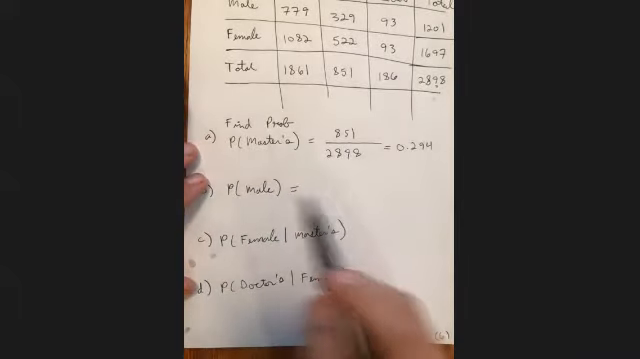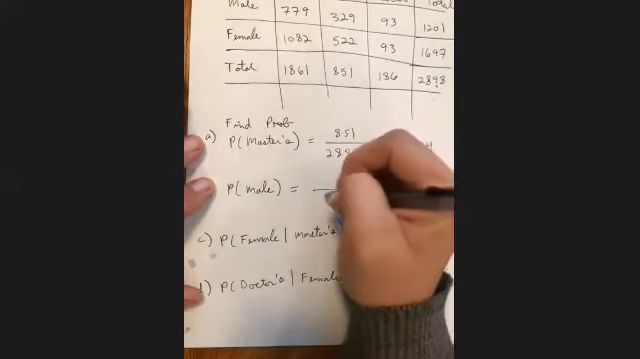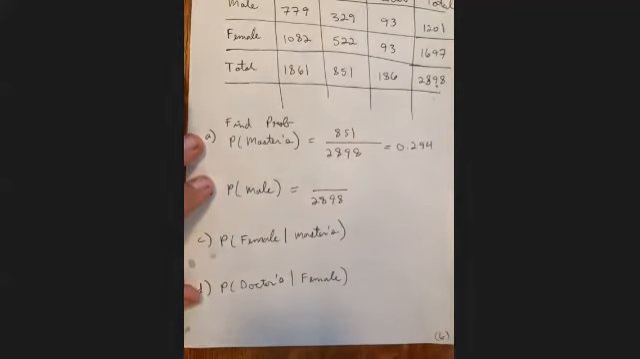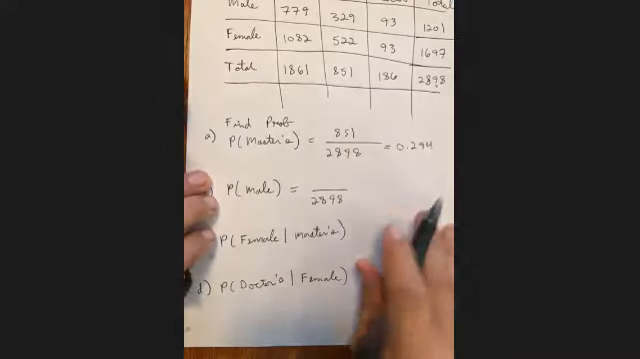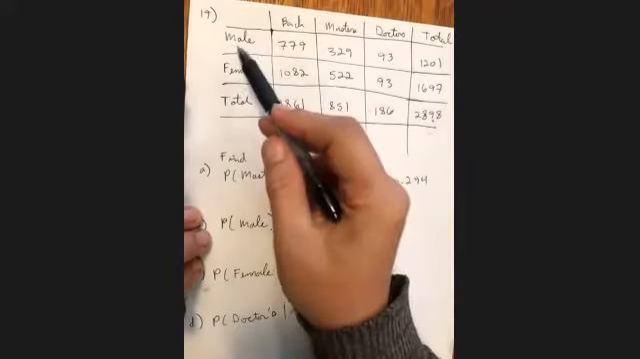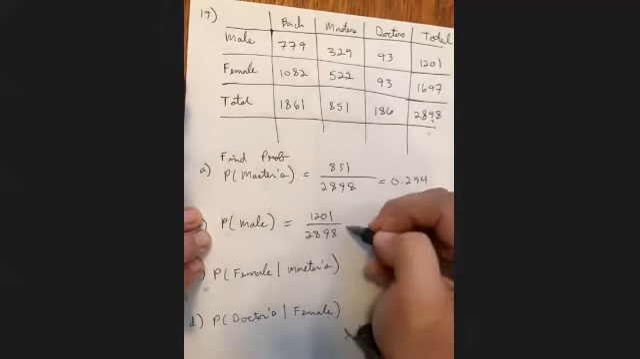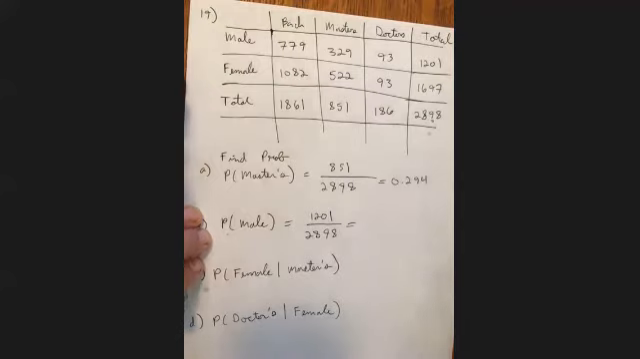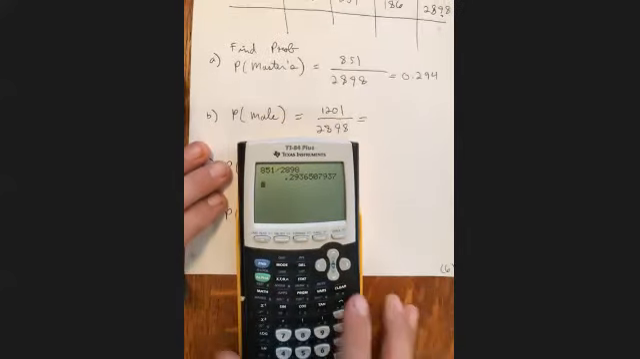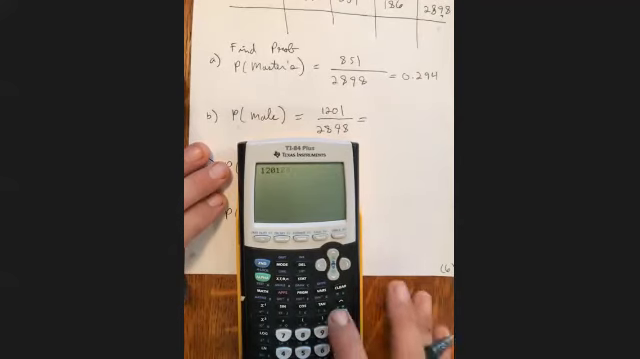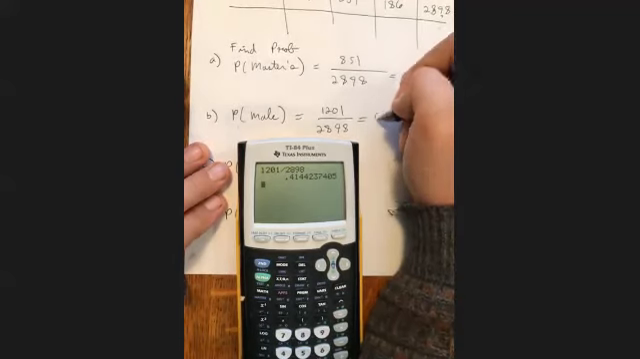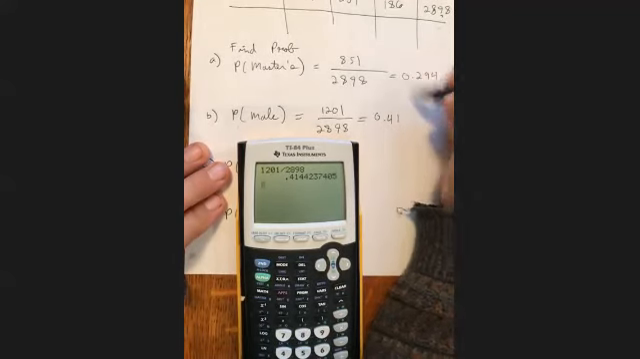Okay, we're asked to compute another simple probability. Whenever we're doing a simple probability, we always use the grand total for our denominator. Then for the numerator, we just find the total of males. So of all the people surveyed, there were 1,201 males. Punch that into your calculator. 1,201 divided by 2,898 gives us 0.414.